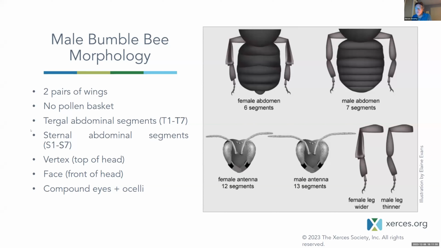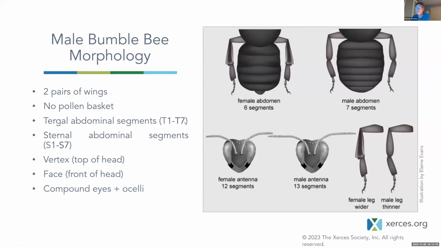The head is similar for both males and females, except one important difference, which is that males have 13 antennal segments. Well, females have just 12. And so these 3 things, the presence or absence of the scopa, the number of abdominal segments, and the number of antennal segments, those are the things that we use to distinguish males from females.